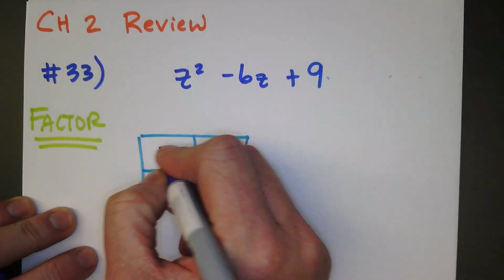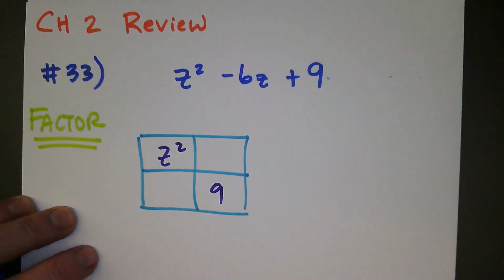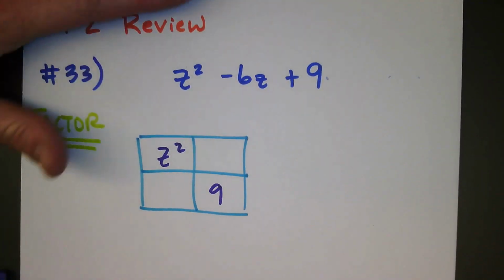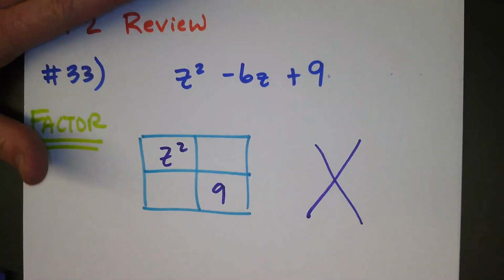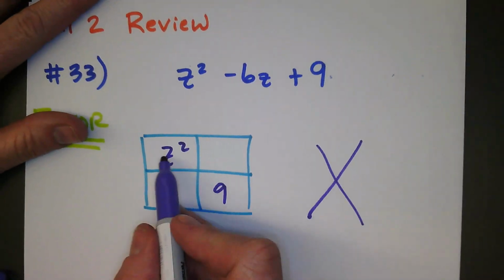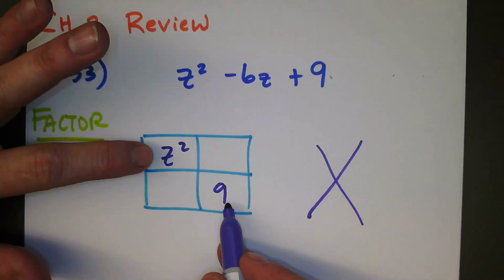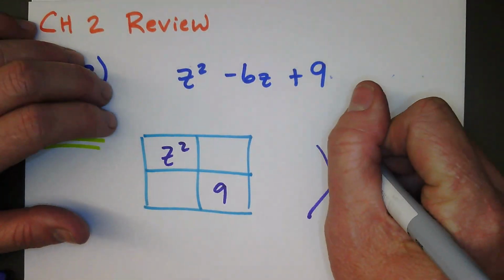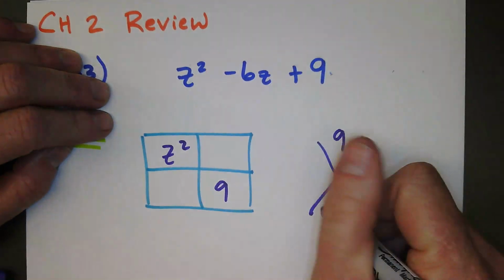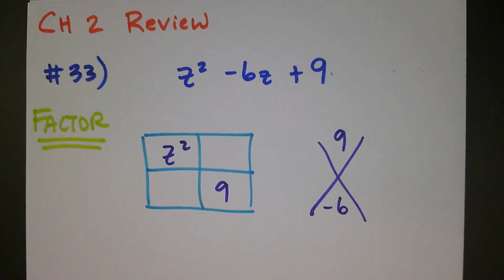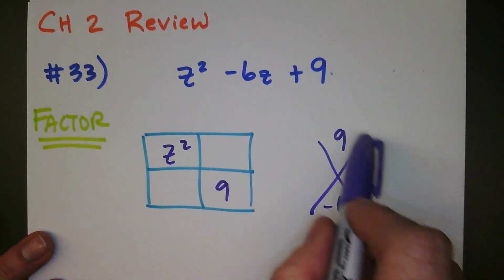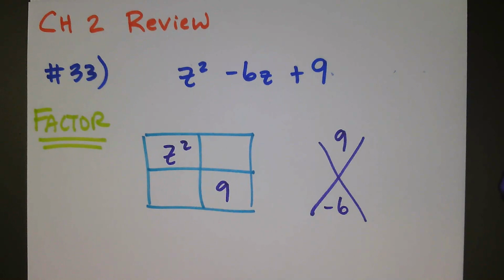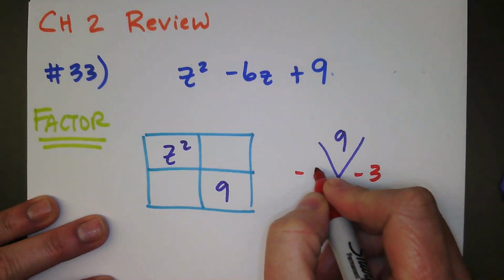Okay, so I'm going to put my z squared here. I'm going to put my 9 there. These two terms here have to add to a -6. And they're going to have the same product here, so it's basically going to be a 1 times the 9. So I'm going to have a 9 up here for multiplication. It has to add to a -6. So I'm looking for the numbers that will multiply together to get 9 and add to get -6, and that's going to be a -3 and a -3.